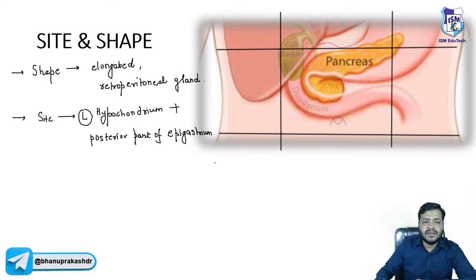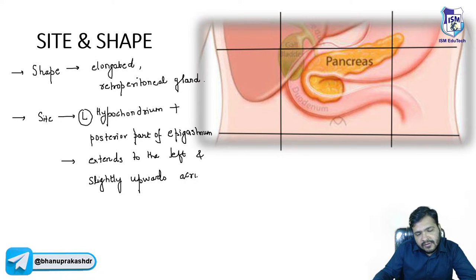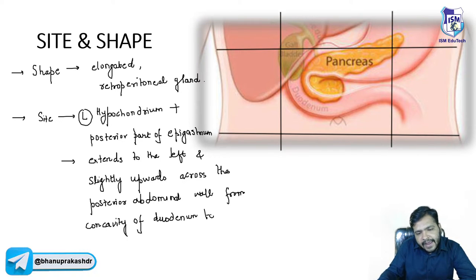Now remember that the pancreas basically extends to the left and slightly upwards across the posterior abdominal wall, from the concavity of the duodenum to the hilum of the spleen.